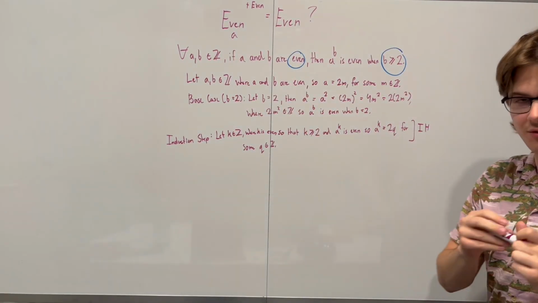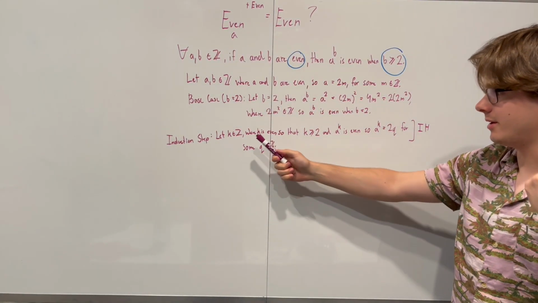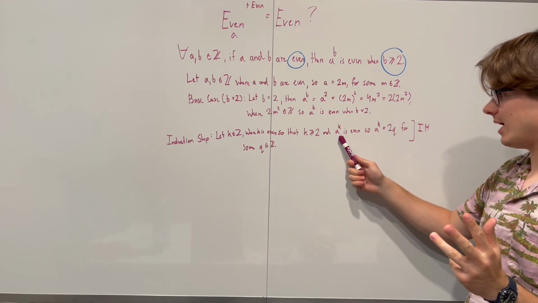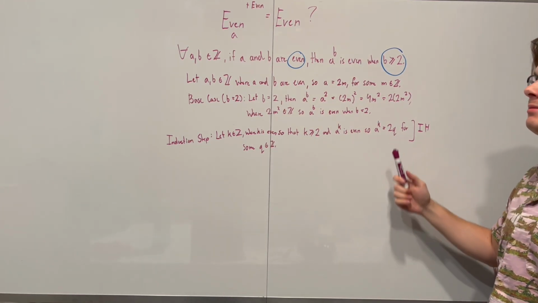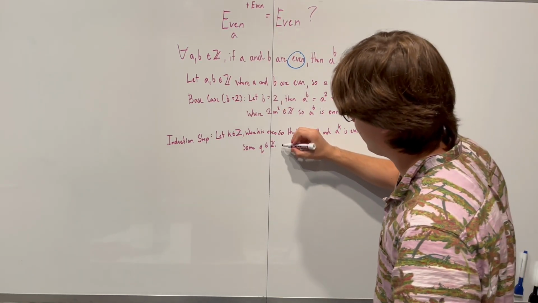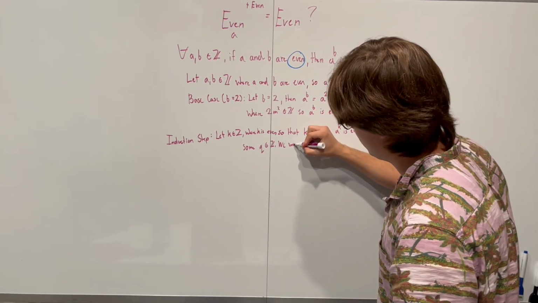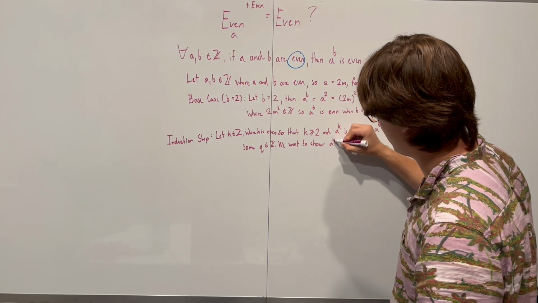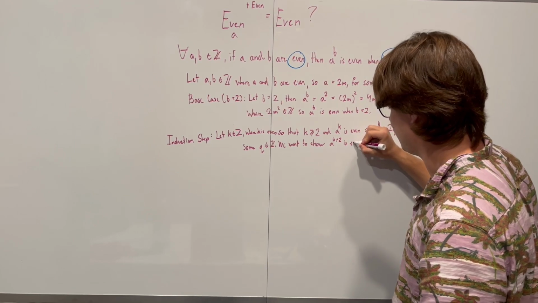We've better now defined our k. It's an integer, it's even, it has to be greater than or equal to 2. a to the power of k is even, so a to the power of k can be written as 2 times an integer. Great. Now I just want to rewrite that. We want to show that a to the power of k plus 2 is even.